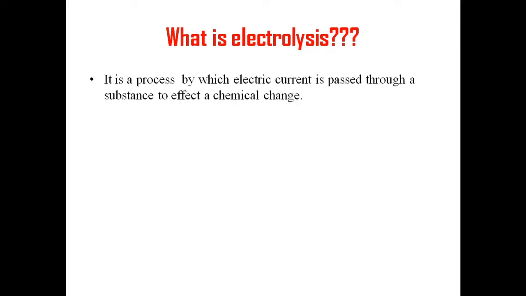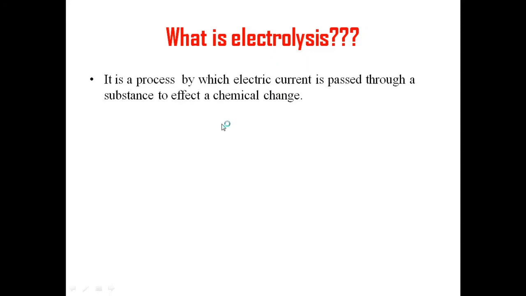Electrolysis is a process by which electric current is passed through a substance to effect a chemical change. It means consider a substance. Through that substance an electric current is made to pass. When electric current passes through a substance, chemically it will change. So the substance will change its chemical behavior.